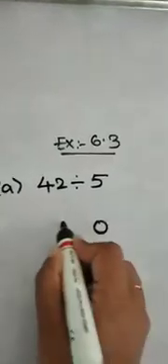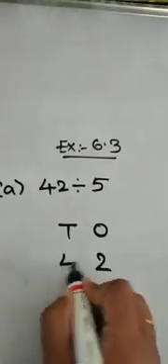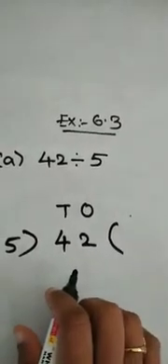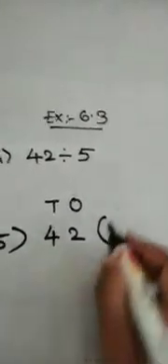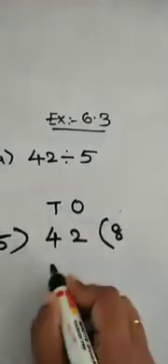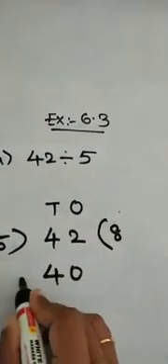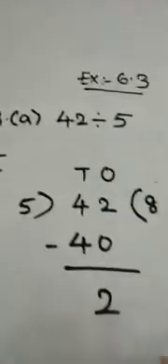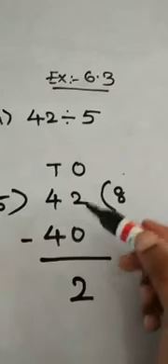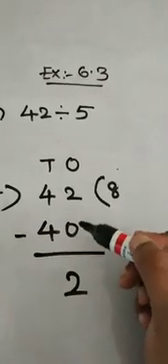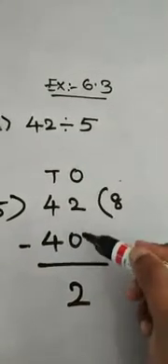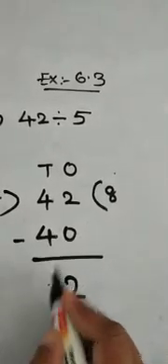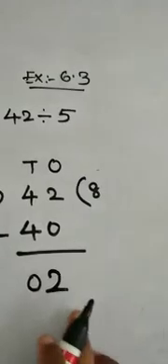Okay, ones, tens. 42 will come in 5. No, 5 8s are 40 will come. Okay, 5 8s are 40. 42 minus 40 is 2, because we are subtracting 42 minus 40 here. So now 2 minus 0 is 2. This 4 minus 4 is 0.